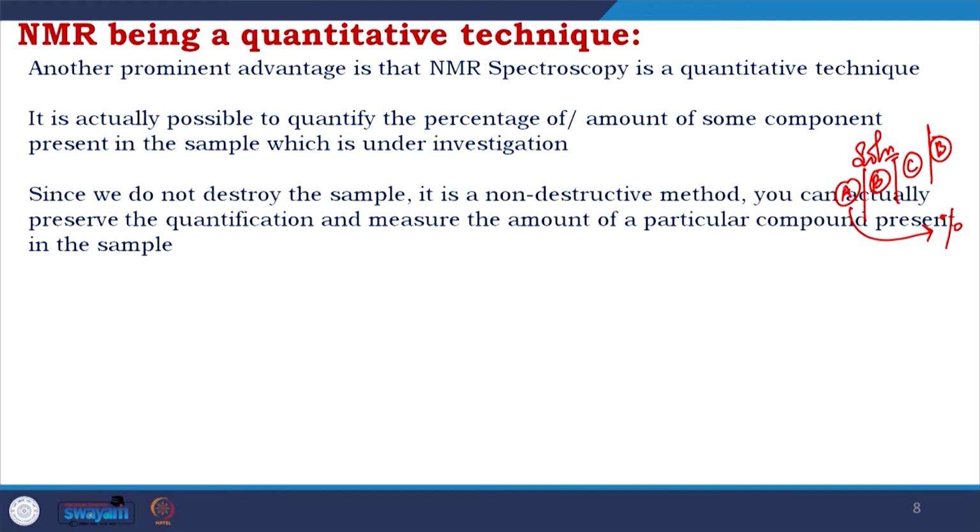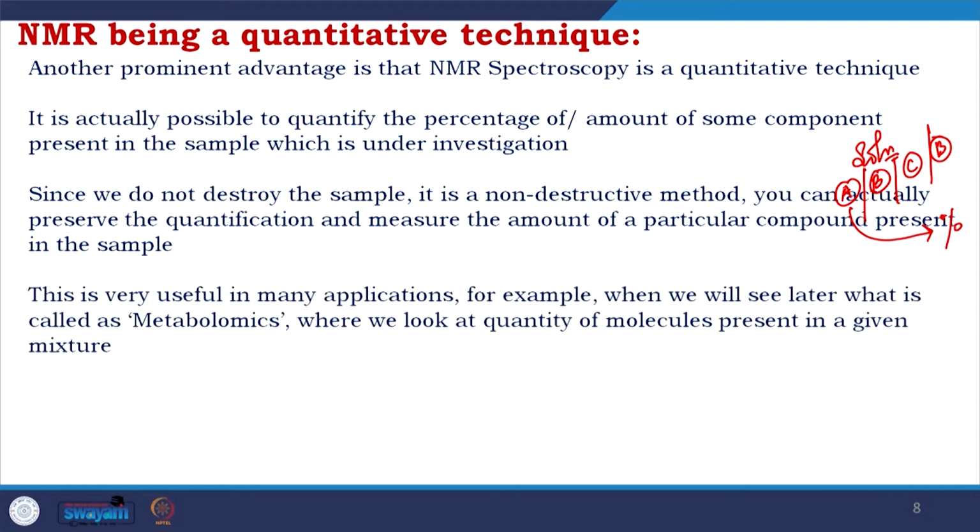Since we do not destroy the sample, it is a non-destructive method. You can actually preserve the quantification and measure the amount of a particular compound present in the sample. This is very useful in many applications. For example, we will see later what is called metabolomics. So, NMR metabolomics is something which is very upcoming, and it is a revolution, because you could even identify components from a very complex mixture of cells.